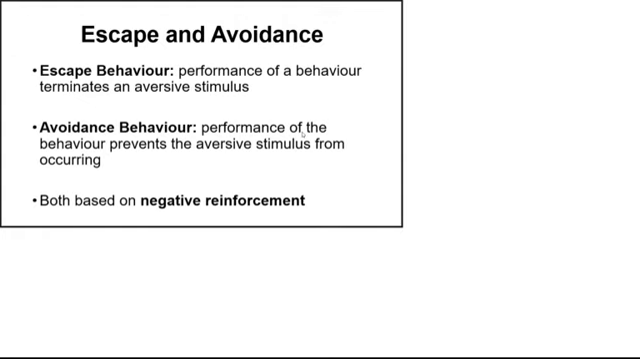Until you learn that association, you're only capable of escape behavior, where as soon as that aversive stimulus happens, you would run to the other side of the cage where it's not happening, and you would terminate your exposure to that aversive stimulus. You would escape from the side of the cage that has that aversive stimulus.